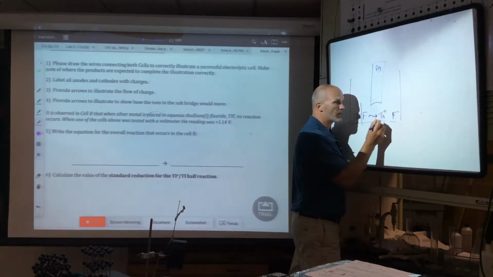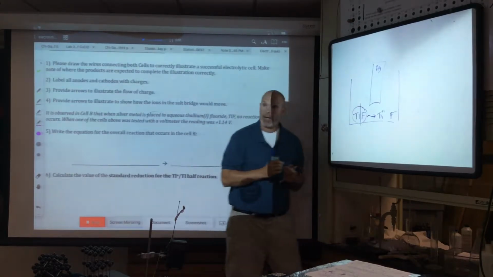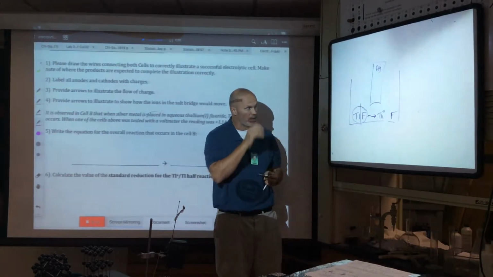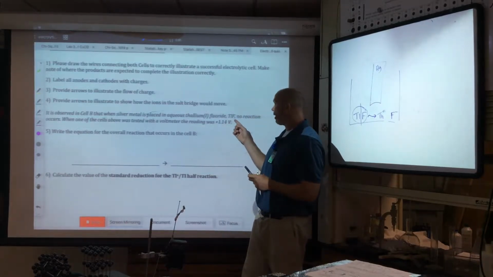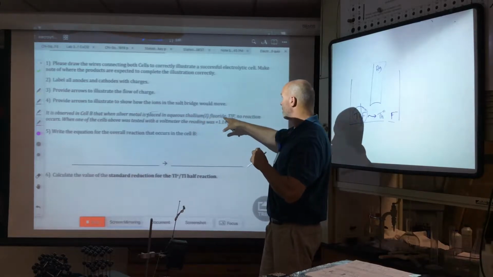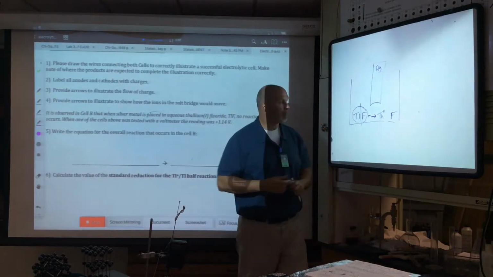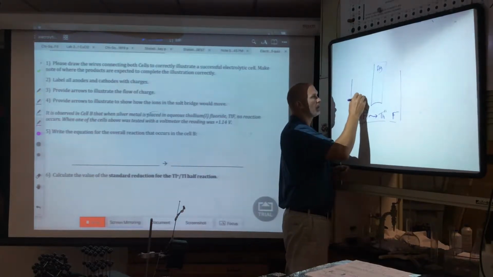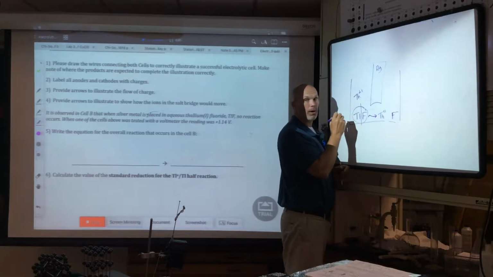Some of you guys are using +2. You look at the formula and see what ions you have. It's a one-to-one relationship, so it's got nothing to do with the fluorine. It's got to do with the what? So what we're saying here is that silver metal is placed in thallium fluoride. No reaction occurs. That means Tl plus 1 cannot do what?